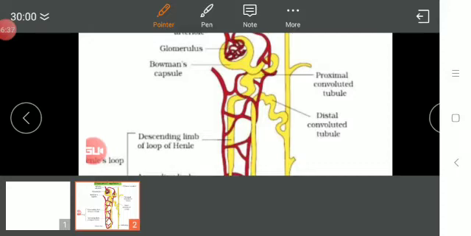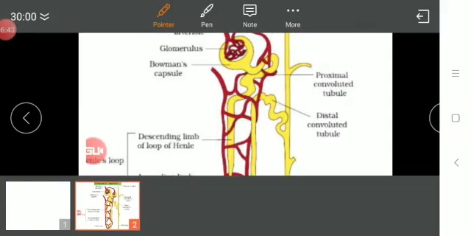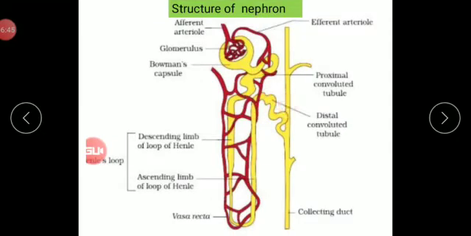So this ascending limb continues with one more coil-like or twisted structure, which lies at the end portion, hence it is called distal. It is also coiled, so called convoluted, and tube-like, so called a tubule. So, distal convoluted tubule. And its wall is also made up of cuboidal epithelial cells.